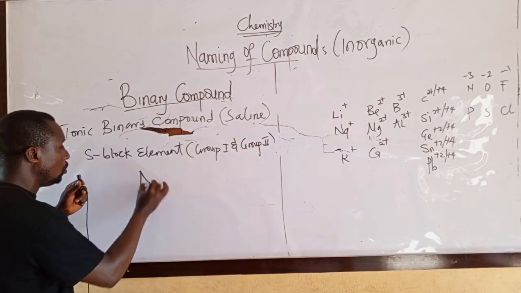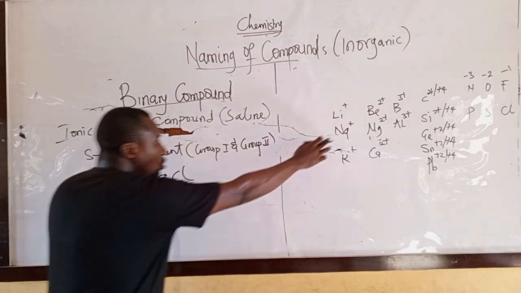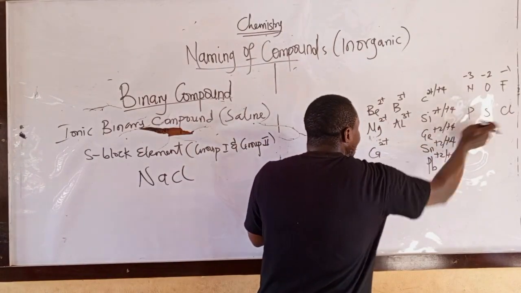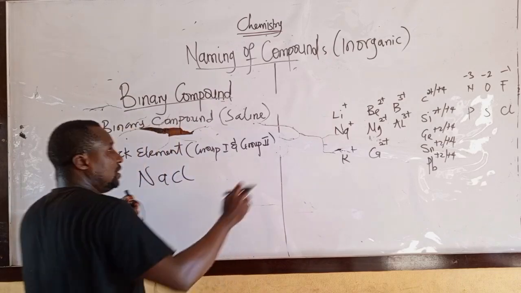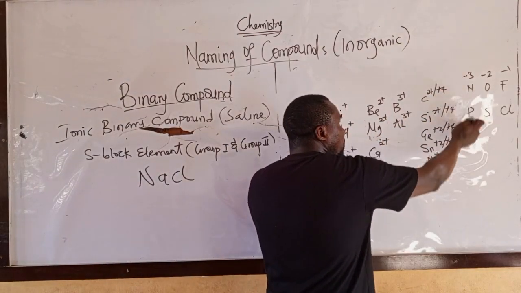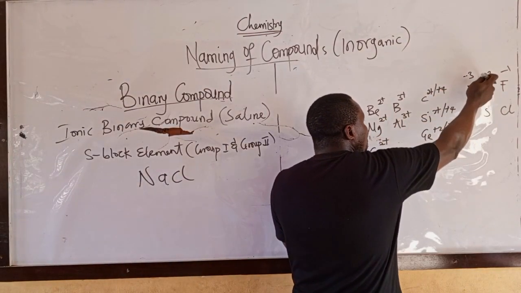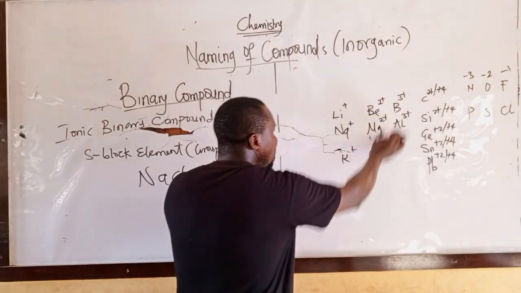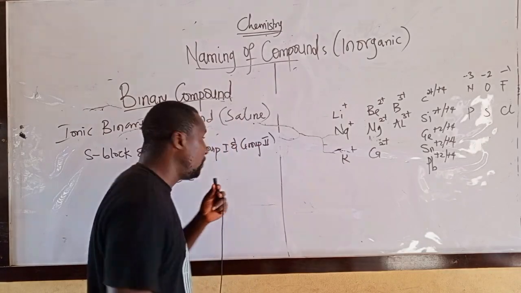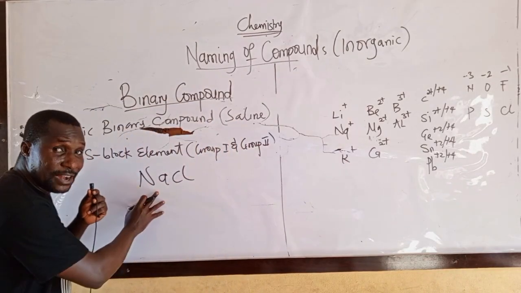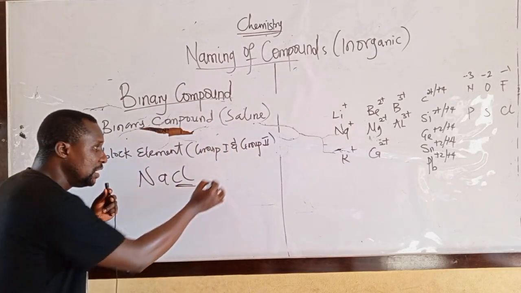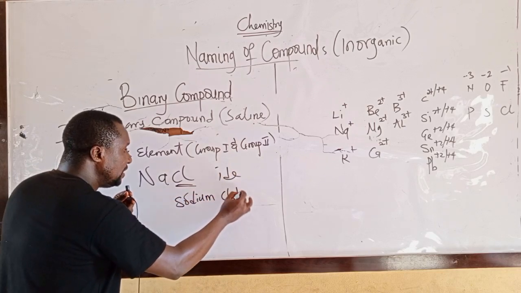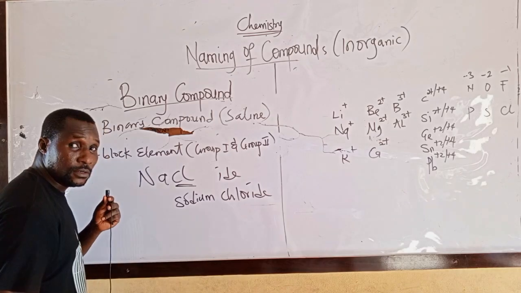For example, when you have sodium chloride, sodium is group 1, chlorine is a non-metal, group 7. These are the oxidation numbers: the oxidation number of group 5 is -3, of group 6 is -2, of group 7 is -1. Take note of that. In a binary compound, the last element, chlorine, carries IDE. That's why you have sodium chloride.